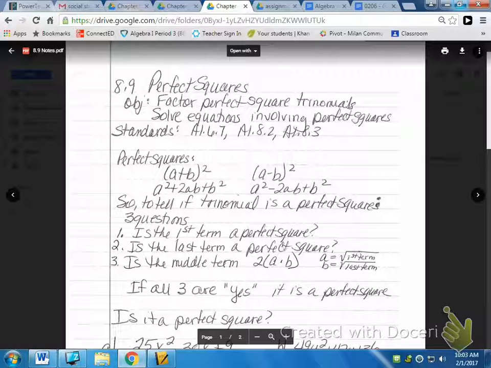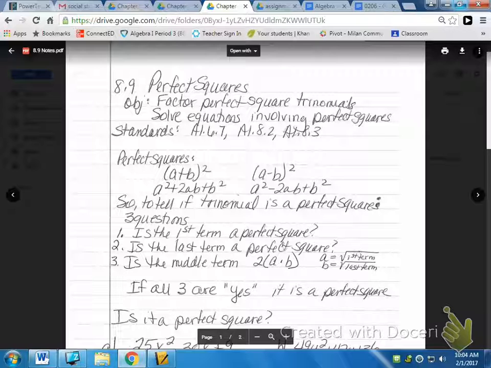First question, is the first term a perfect square? If it is, yes, you write down its square root. Question 2, is the last term a perfect square? If it is, you write down its square root. Then your last question is, is the middle term 2 times the square root of a squared times the square root of b squared? And if all three of those are yes, it is a perfect square trinomial, and you can factor it as such. It's a really quick factoring after you ask yourself those three questions.